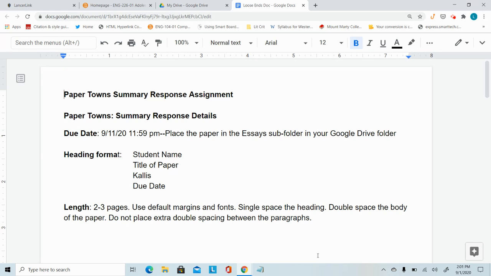The length of this paper is 2 to 3 pages. Use the default margins and fonts for either Microsoft Word or Google Doc. Single space the heading, as I said before. Double space the body of the paper. Do not place any extra double spacing between the paragraphs, and don't make the title a font of 40 or something like that. Just normal size font throughout the paper. If you have any questions about this part of it, please let me know.